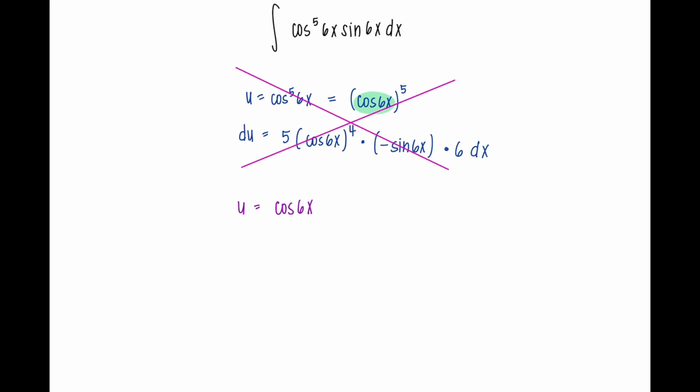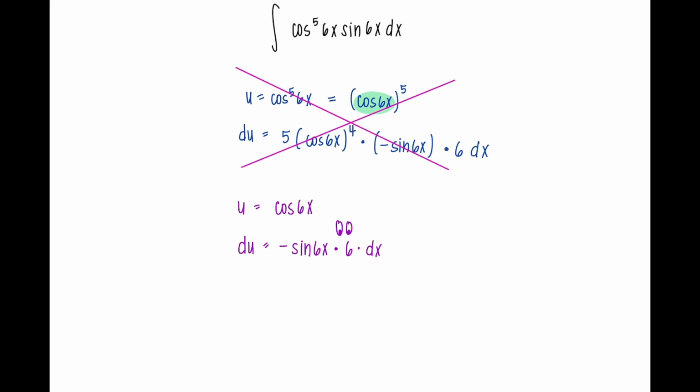You're right. And then let's find du. The derivative of cosine 6x would be negative sine 6x. Don't forget the chain rule, times 6 dx. In fact, let me put the watch out eyeballs. That way you don't forget, okay? Yes, those are my signature watch out eyeballs.